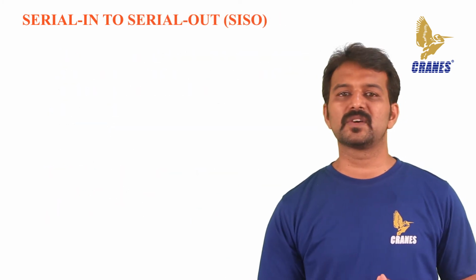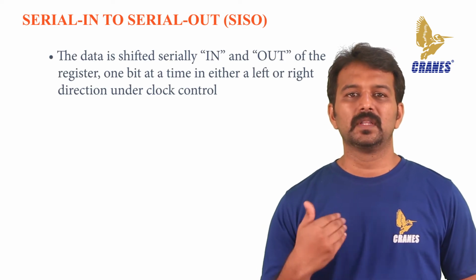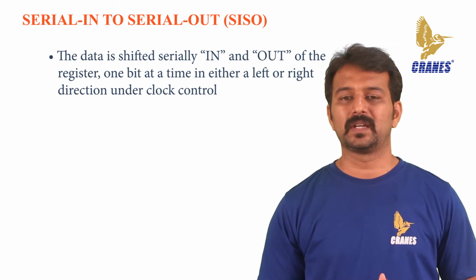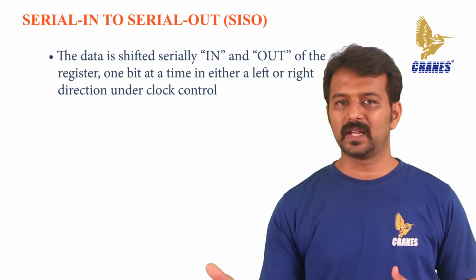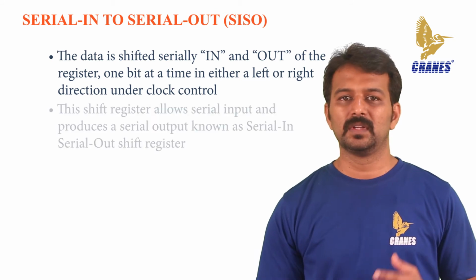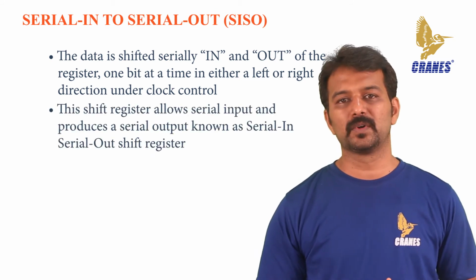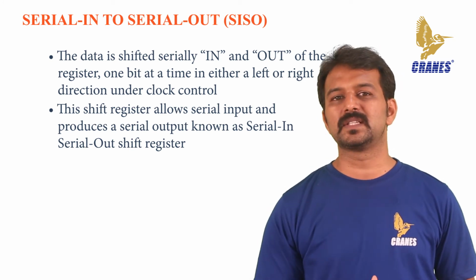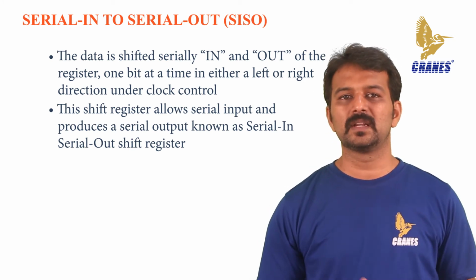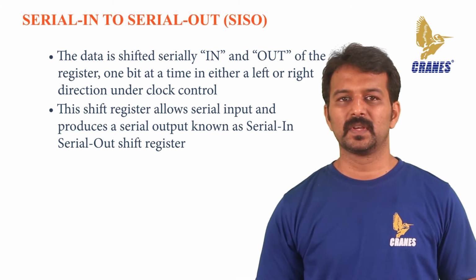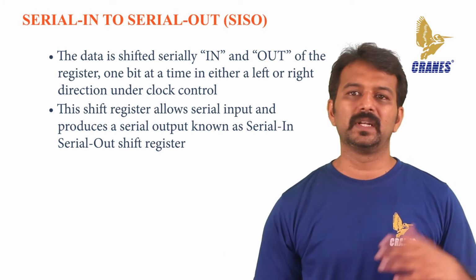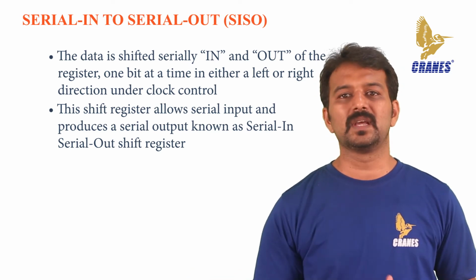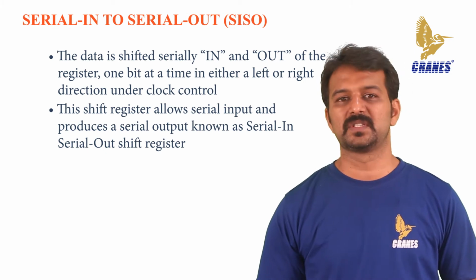Next in the series is serial in, serial out. The data is shifted in serially and out of the register, one bit at a time, in either the left or the right direction under clock control. This shift register allows serial input, one bit after the other through a single data line, and produces a serial output, known as a serial in, serial out shift register. Since there is only one output, the data leaves the shift register one bit at a time in a serial pattern.